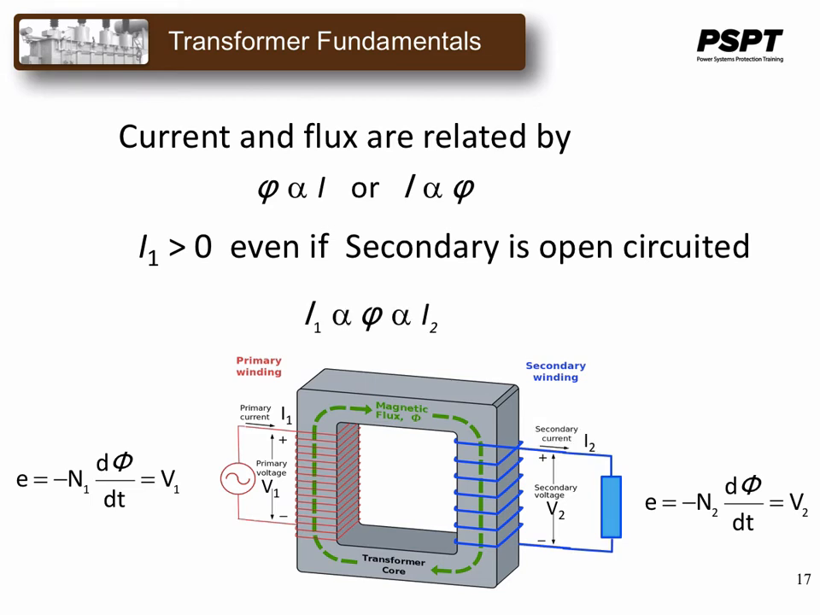Once the secondary is loaded, I2 starts to flow and the flux will increase with the load current. And I2 will be determined by the impedance or the resistance of the load. The smaller the resistance, the more current will flow. If the secondary current is allowed to increase unrestricted, it will drive the transformer into saturation and ultimately into what they call an overfluxing situation, which is not healthy for a transformer.